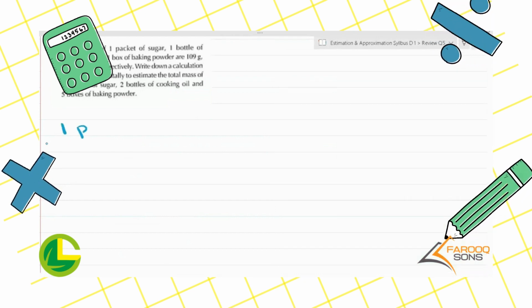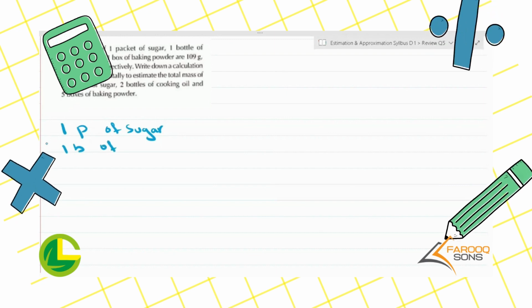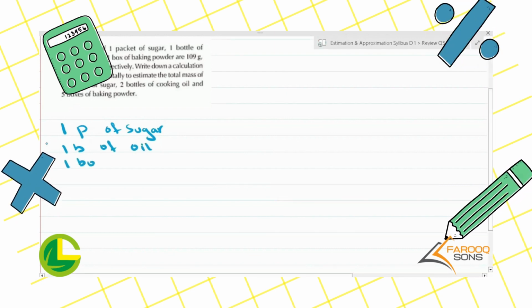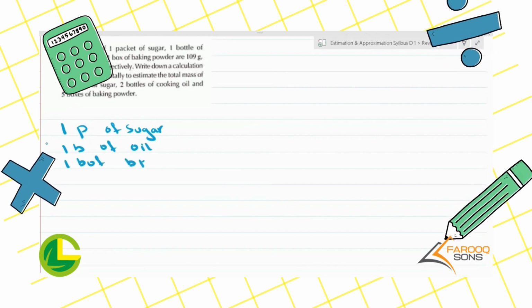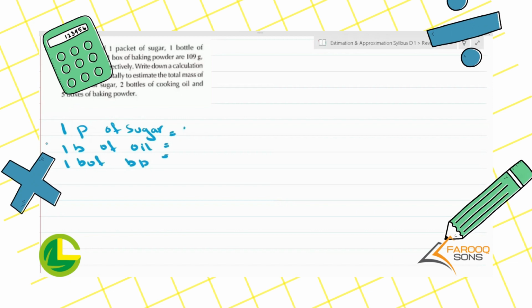So we have one packet of sugar. We have one bottle of oil. We have one box of baking powder. Mass is 109 grams. This one is 148 grams. And this one is 84 grams.